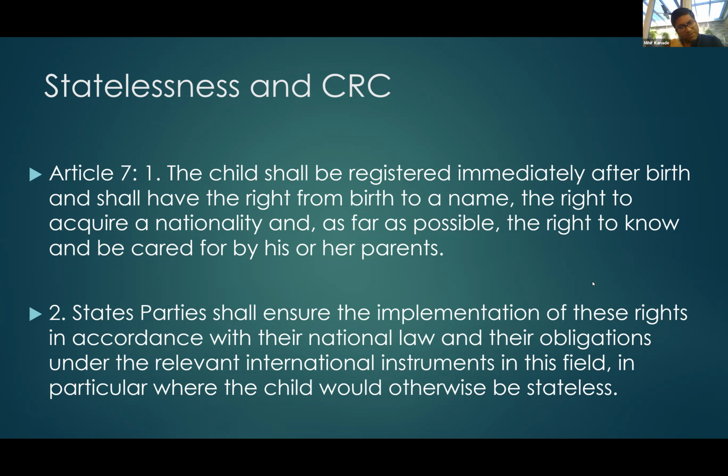Now, the key terms in this paragraph are where the child would otherwise be stateless. As I take you in the coming slides through the 1961 convention and its scheme, we'll point out that the entire structure of the 1961 convention applies, all the obligations apply, only if the child would otherwise be stateless. So the 1961 convention doesn't really oblige countries to a particular form of nationality laws. It doesn't mandate a particular form of nationality laws, nor does it require a conferral of nationality under all circumstances. The only circumstances where those obligations step in is if the child would otherwise be stateless. This is a central part about the statelessness regime and the right to acquire nationality that is guaranteed to all children under the Convention on the Rights of the Child, but also under the 1961 Convention on the Reduction of Statelessness.